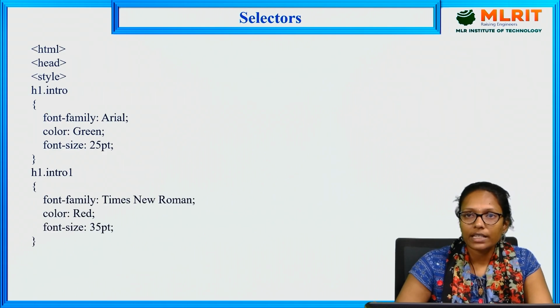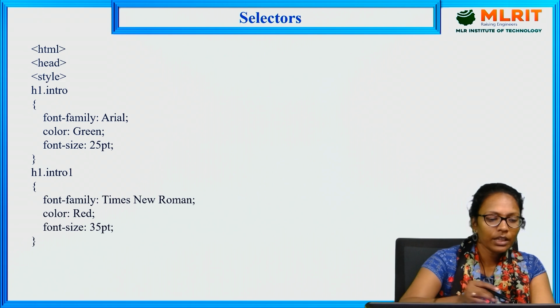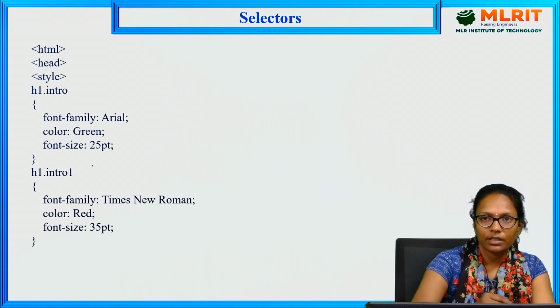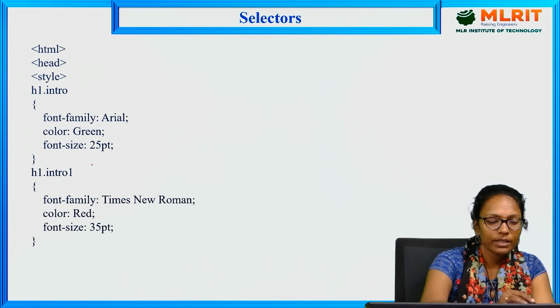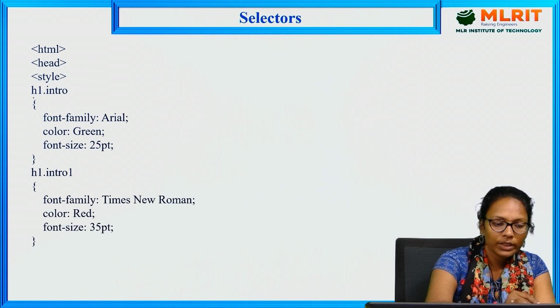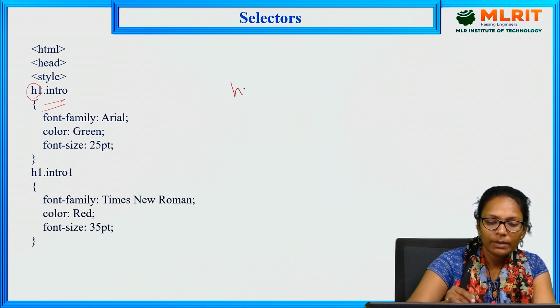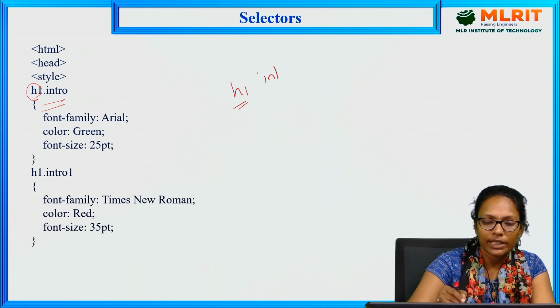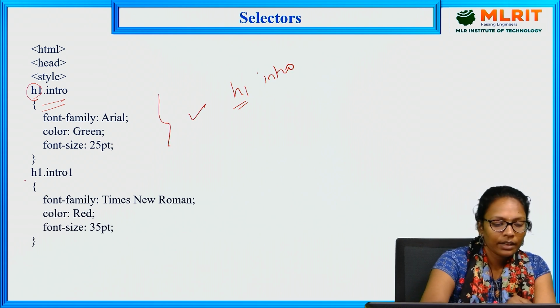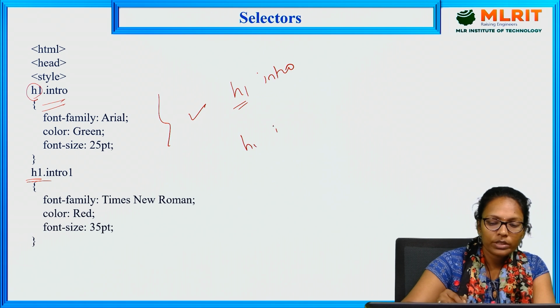So coming to the example for this class selector, here I'm writing two cases. So two classes, two different properties. H1 dot intro. So the tag name is H1, the class name is intro. So the tag name H1, whose class name is intro, apply the set of styles. And next, the tag name is H1, whose class name is intro1, apply the set of styles.